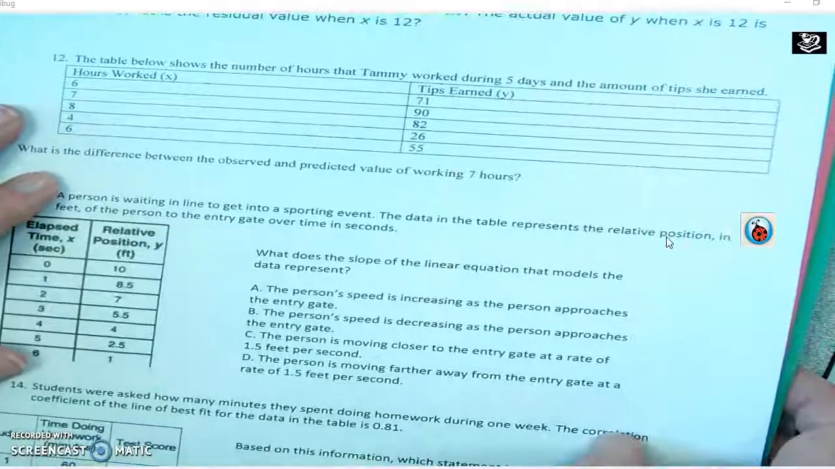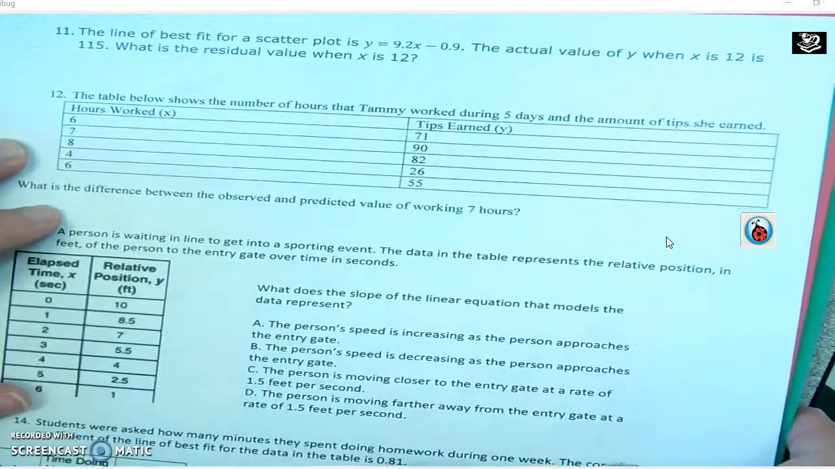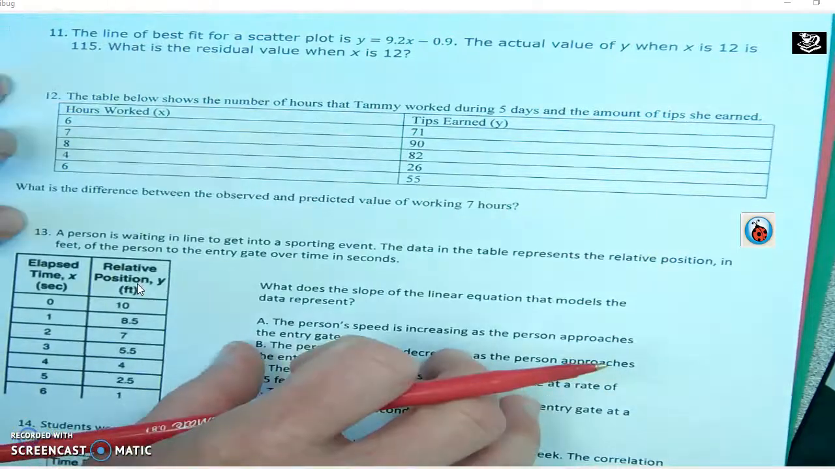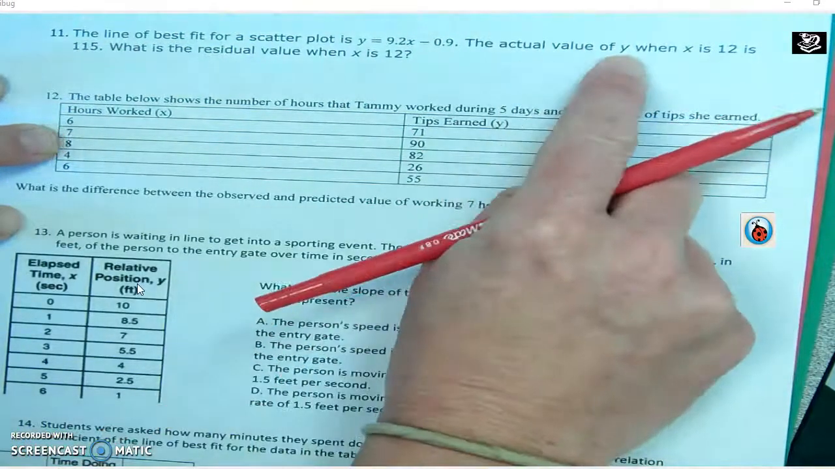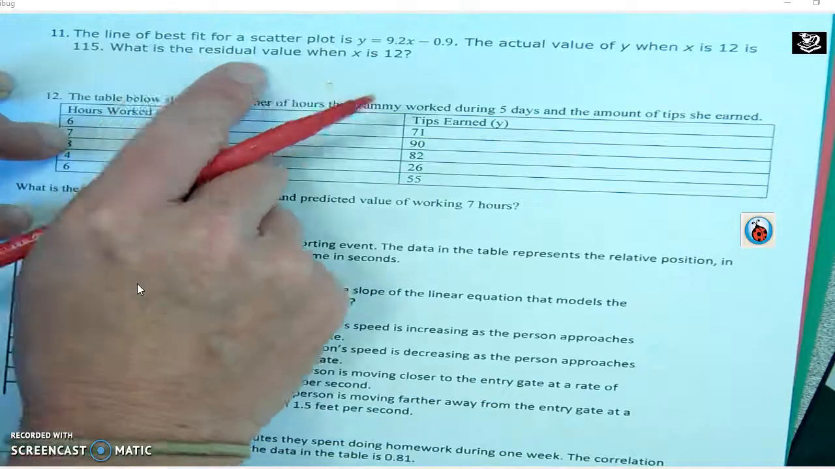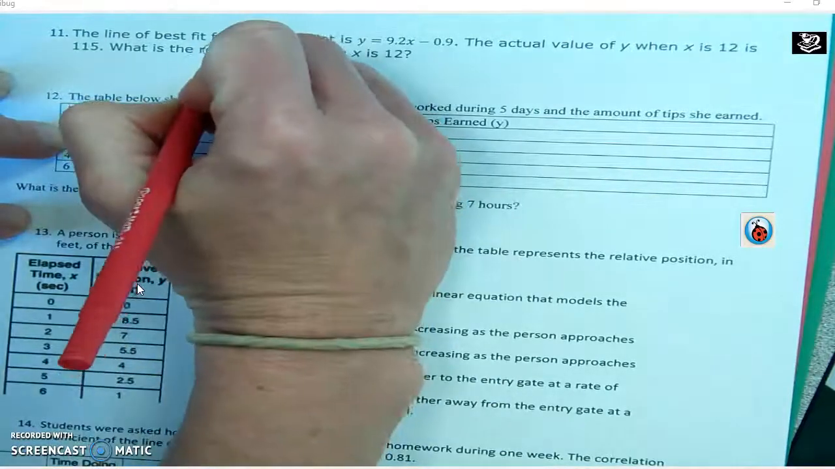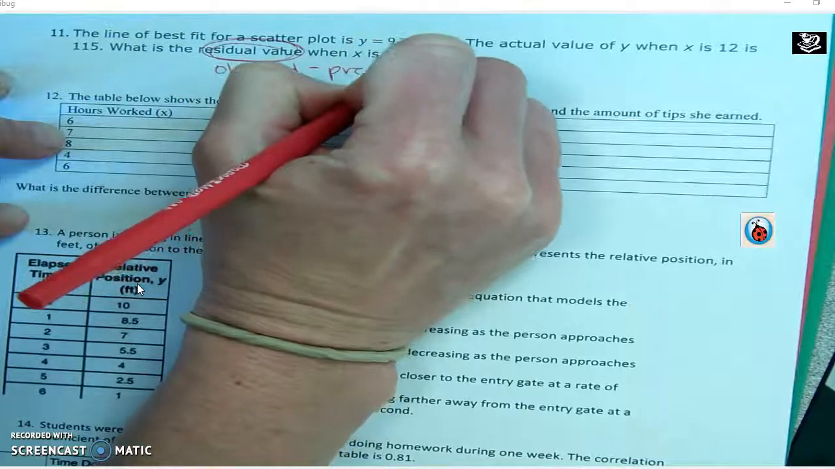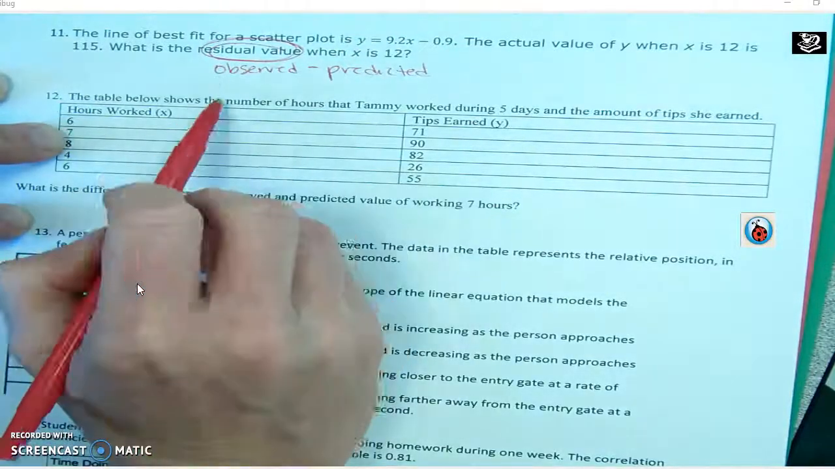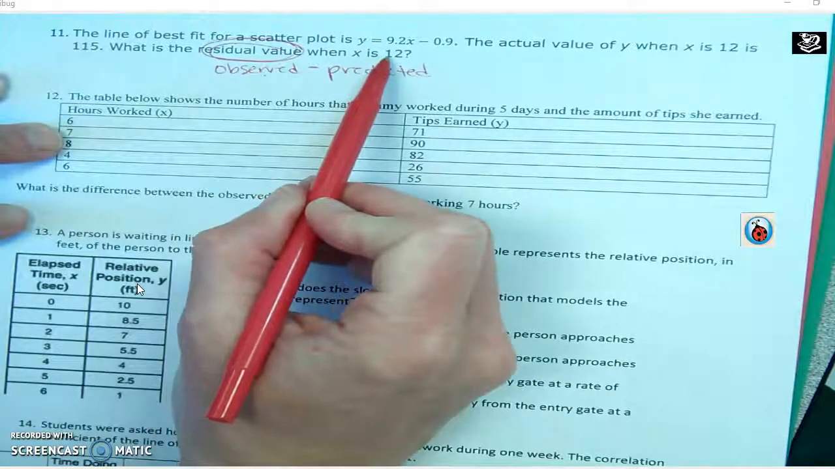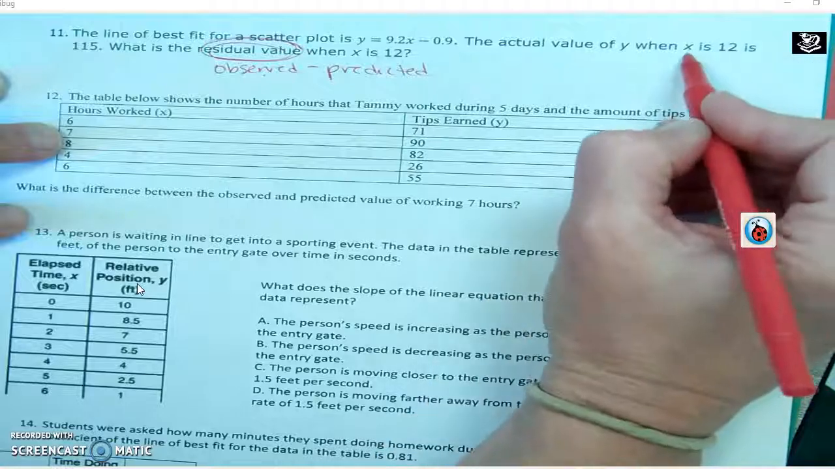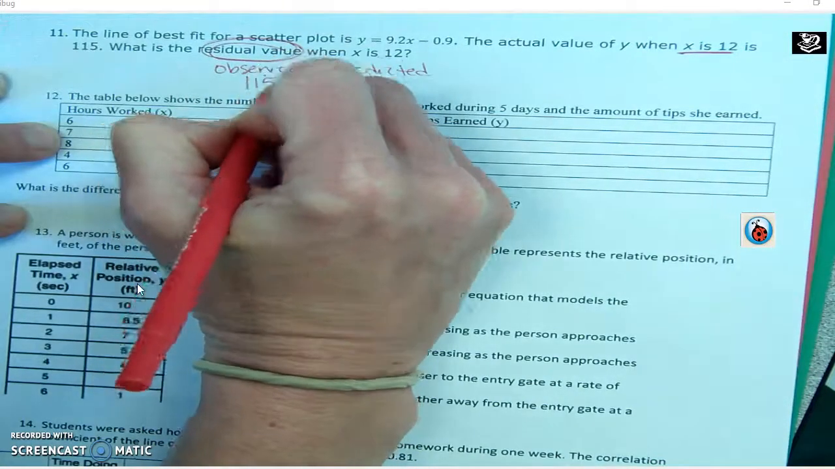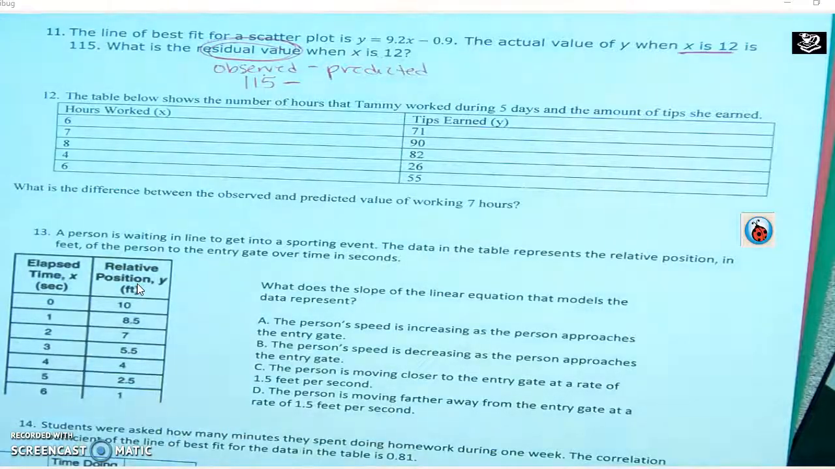Number 11, the line of best fit for a scatter plot is y equals 9.2x minus 0.9. The actual value of y when x is 12 is 115. What is the residual value? Residual is observed minus predicted. Well, what do you observe when x is 12? They're telling you that when x is 12, then you get 115. So that's what you see.